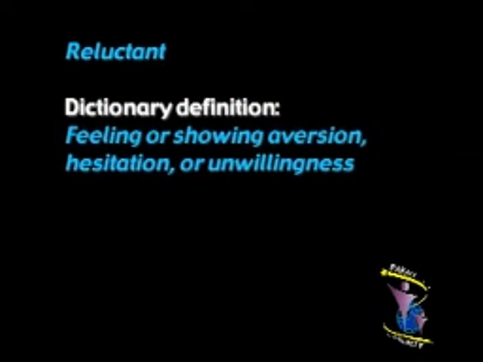So for example, maybe the story word is the word reluctant. So we turn to the glossary, we look up reluctant, and this is what the glossary says. Feeling or showing aversion, hesitation, or unwillingness. Well, you know, right away you know your students aren't going to get it from that glossary definition. They don't know what aversion is, hesitation, or unwillingness. So the definition actually uses 3 words that they wouldn't know.